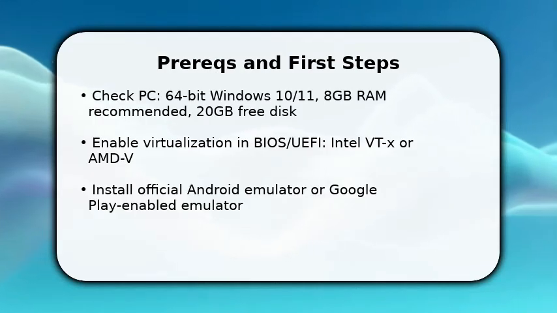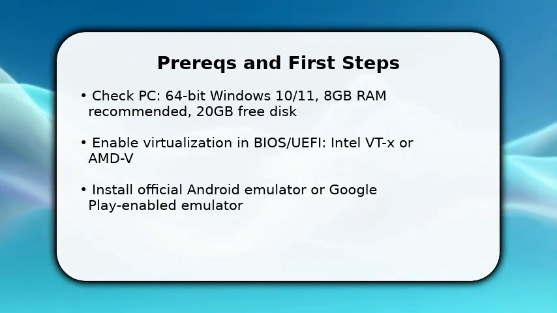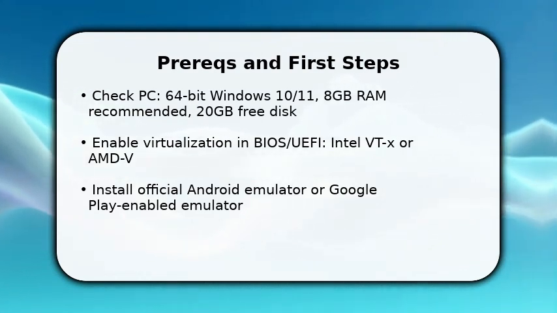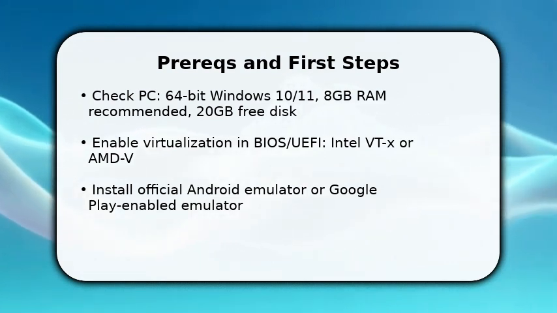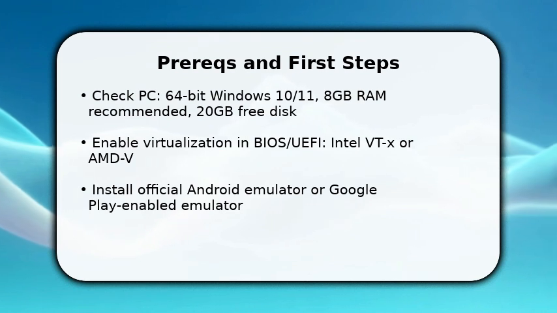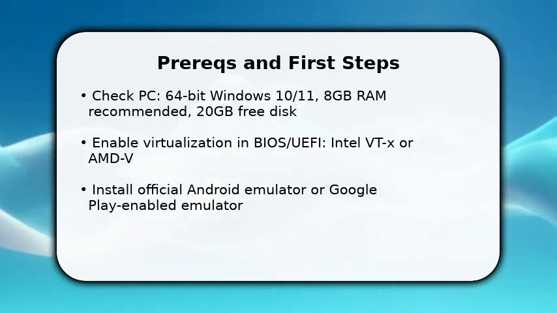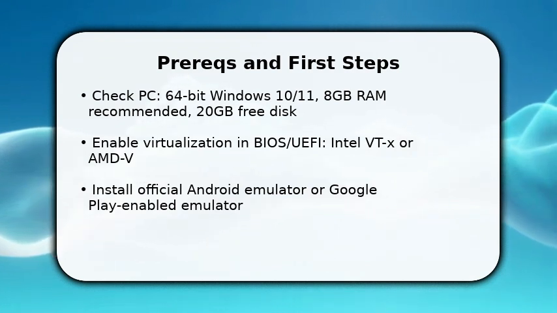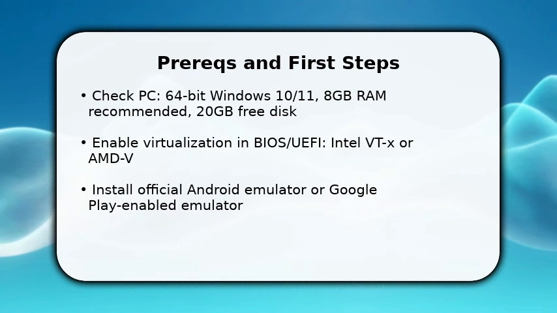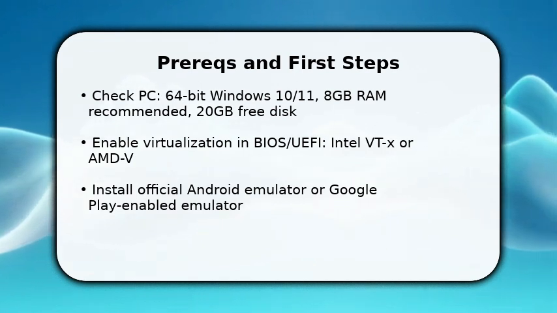You start by confirming your PC meets requirements and enabling virtualization in BIOS so the emulator can run smoothly. Once done, install a Play Store compatible Android emulator or the official Android Studio emulator image with Google Play. Make sure to choose an x86-64 image for performance and assign at least 2 CPU cores and 4 GB RAM in settings. You're laying the groundwork now.